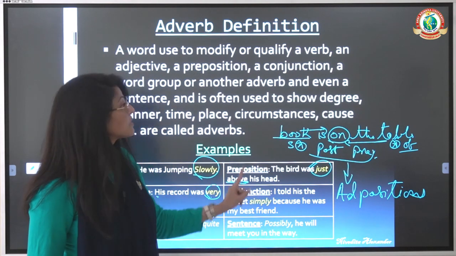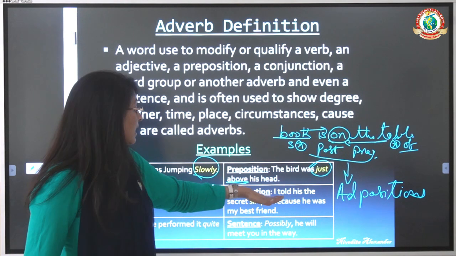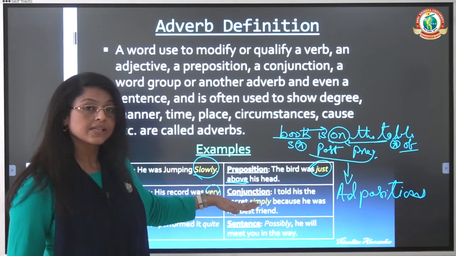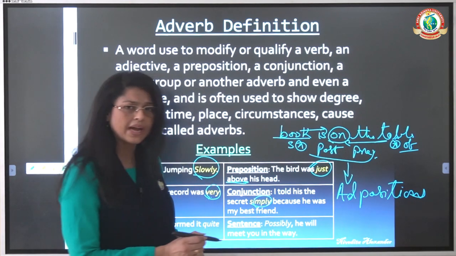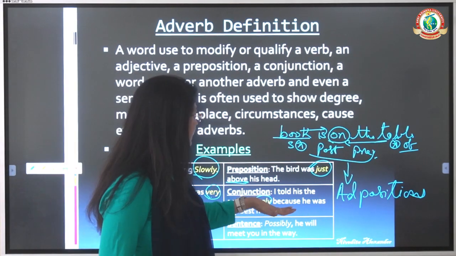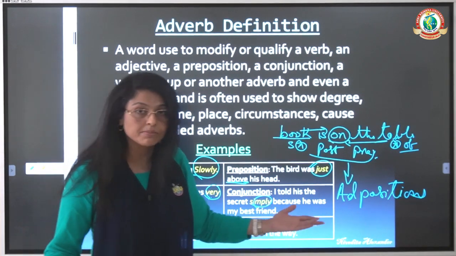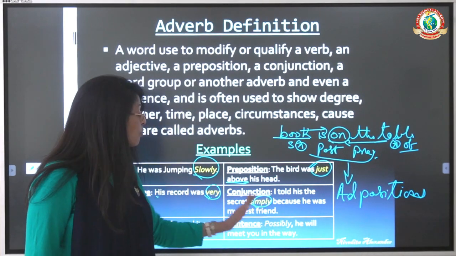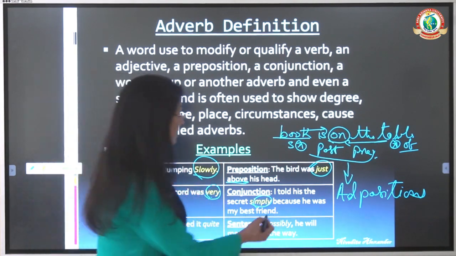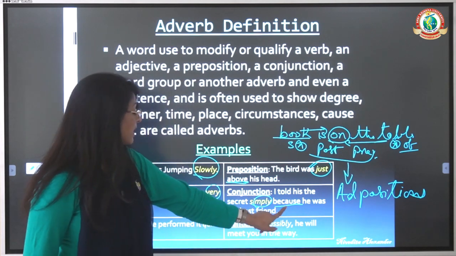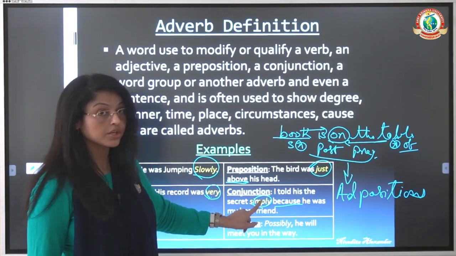Okay, how does it give more definition to a conjunction, or modify a conjunction even more? I told you the secret, you don't have to add this word, it is not required, right? But how you are saying, because he was my best friend, simply because he was my best friend. So you give more definition to the sentence. Because is a conjunction here, right? But you give more definition, and this adverb is now working as a conjunction, right?